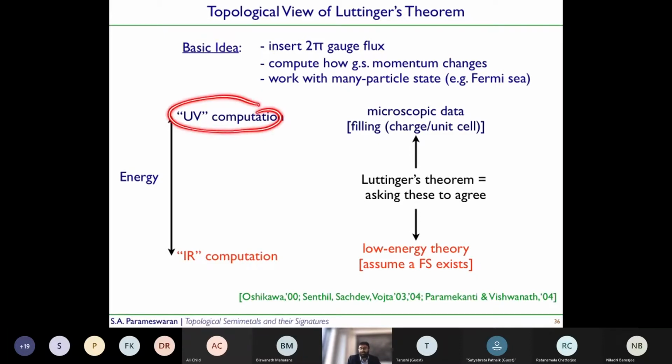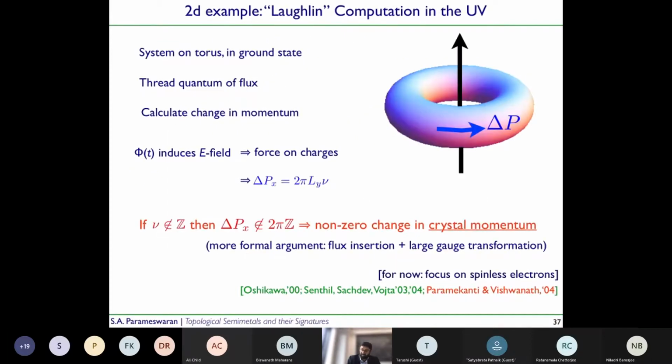So one is done microscopically. It doesn't make any reference to what the state is. It just says there were this many charges per unit cell. The other one says, suppose the low energy theory is a Fermi liquid, what should it do? If it has a Fermi surface, how should it behave? Right? So the way this works is actually very, very simple. So imagine I have a system of charges, right? I don't say anything about this except say there's some number of charges and there's some unit cell. So what I'm doing is, imagine I take my system and I put it on a torus, and through a hole of the torus, I thread a flux.